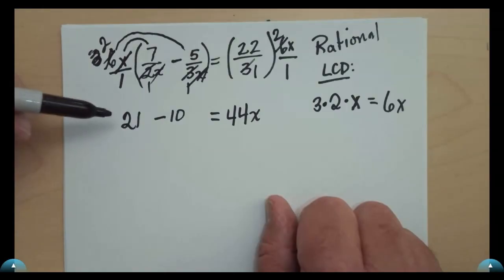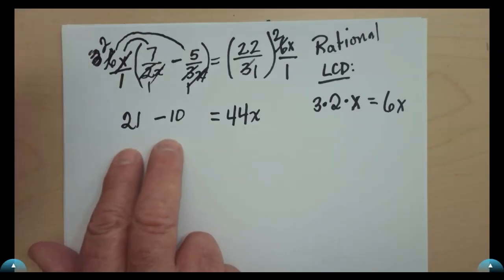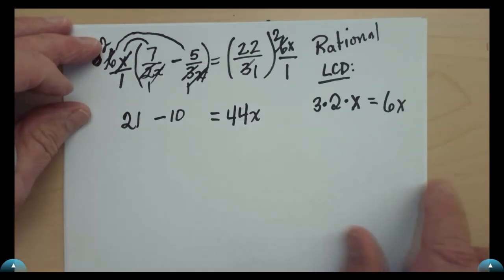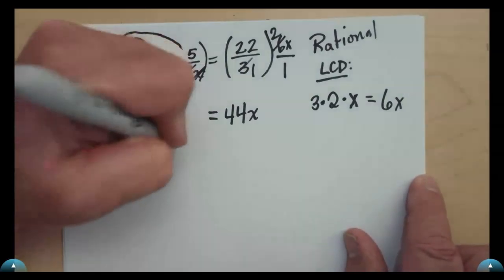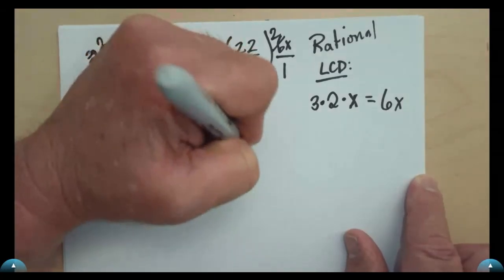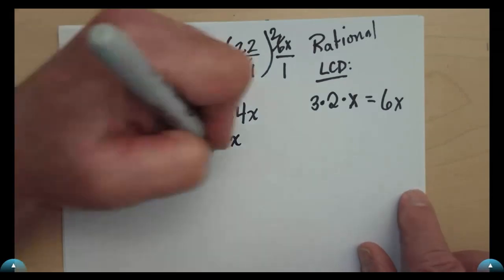So at any rate, now all I'm going to do is, by the way, make sure you always do any arithmetic to simplify as much as you can first. We're going to go ahead and say that 21 minus 10, of course, is 11. So I have 11 equals 44x. So now all I have to do is divide each side by 44, right?